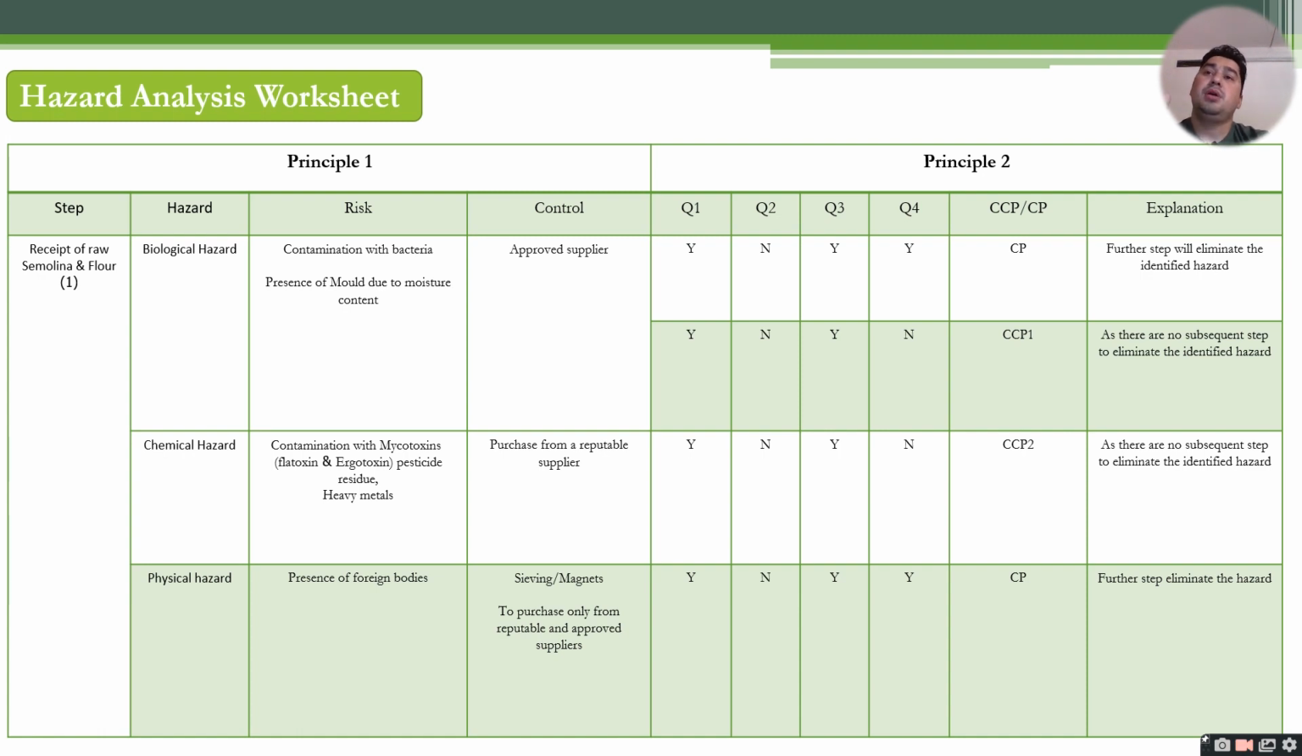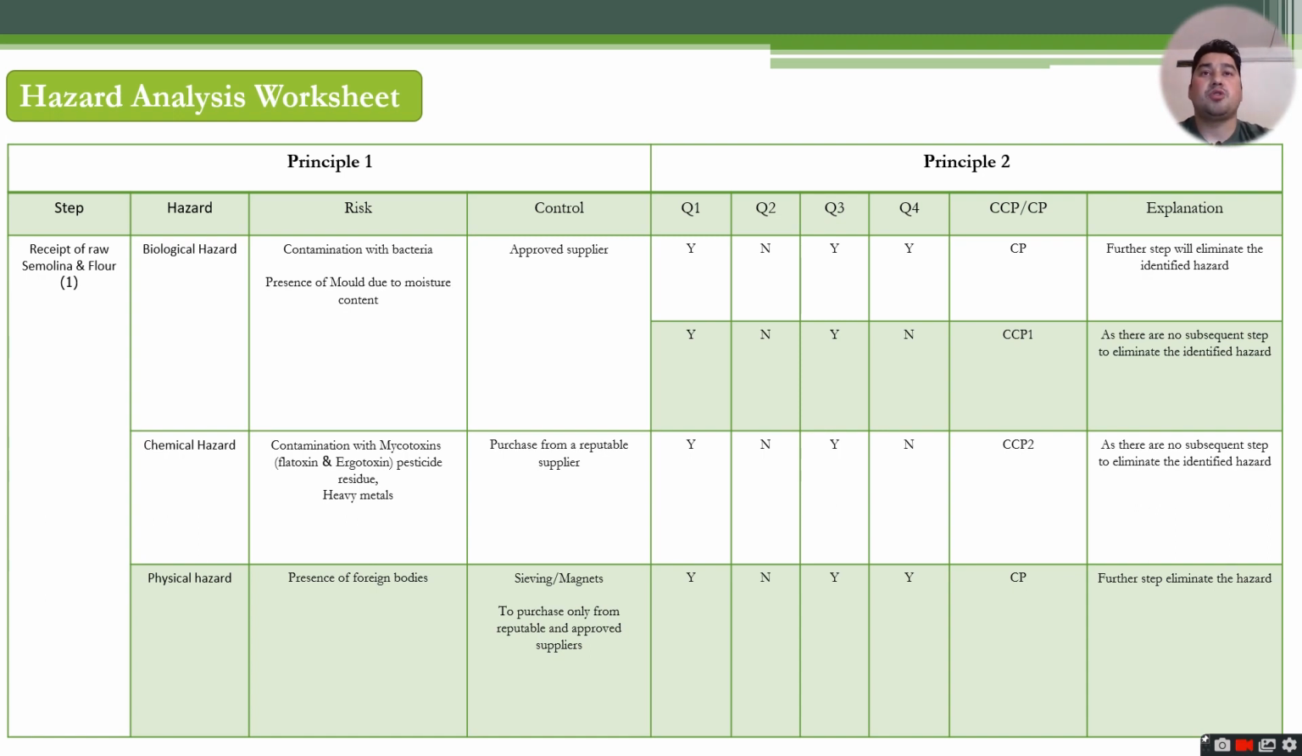After the risk, we have the control measures. What are the control measures? We have an approved supplier: the product should come from the approved supplier. The second control measure, for the chemical hazard, is to purchase from a reputable supplier. Third, we have sieving and magnets, and purchase only from reputable and approved suppliers. So these are the control measures we have for each hazard and risk.